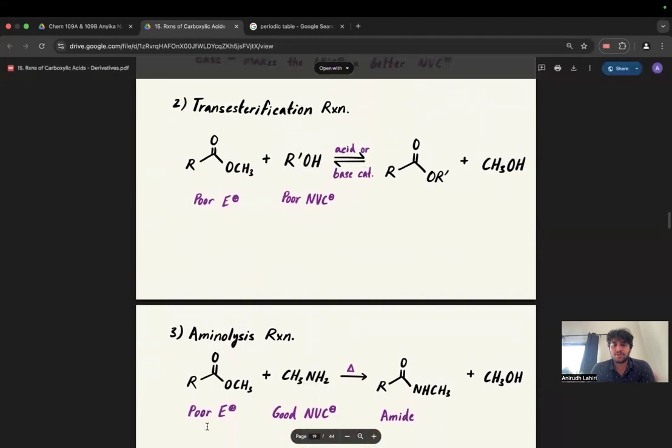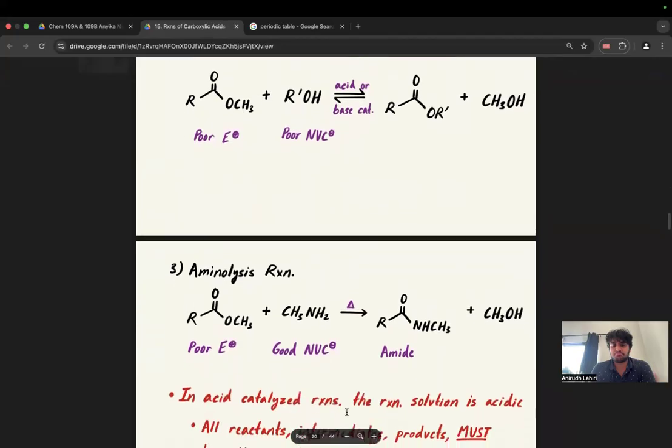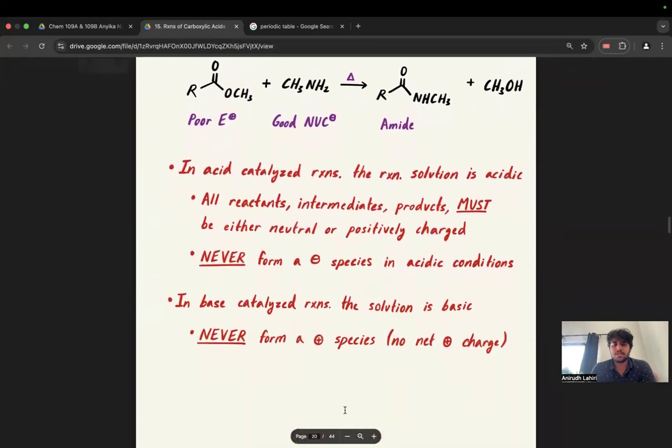Aminolysis. So poor electrophile, good nucleophile. If we add heat, we get an amide. Cool. This is kind of important too.